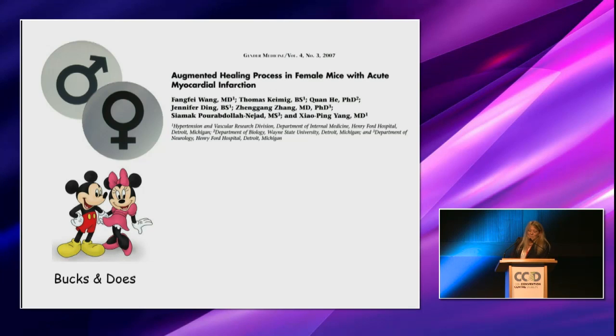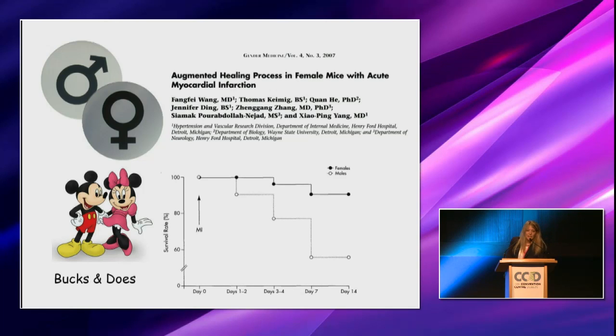And then we found this paper in a relatively obscure journal called Gender Medicine from 2007, called Augmented Healing Process in Female Mice with Acute MI. So basically they're saying that female mice recover better from MI than male mice. And fortunately they included this very nice survivorship plot. So again, you've got survival on the Y, and then you've got the females in the black bars on the top and the males in the white bars underneath.